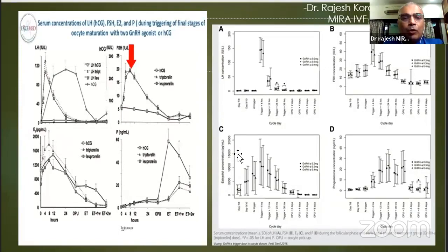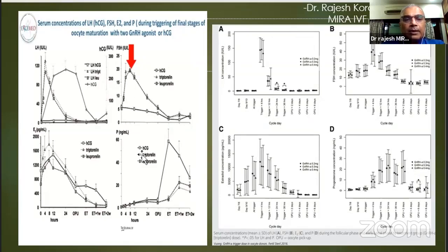Now, this is again an important diagram. Here is the LH level, here is the FSH level, here is the E2, and here is the progesterone. And these levels are related to hCG trigger and different agonist triggers. If you observe the LH surge pattern, the levels are similar with all the different agonist triggers and different doses. They tried all those, but the levels are the same. There is a simultaneous FSH flare following agonist trigger. See, this is the FSH level. The FSH flare is only there when the agonist trigger is given, which is not with the hCG trigger. See, here is the hCG trigger. There is no FSH flare.